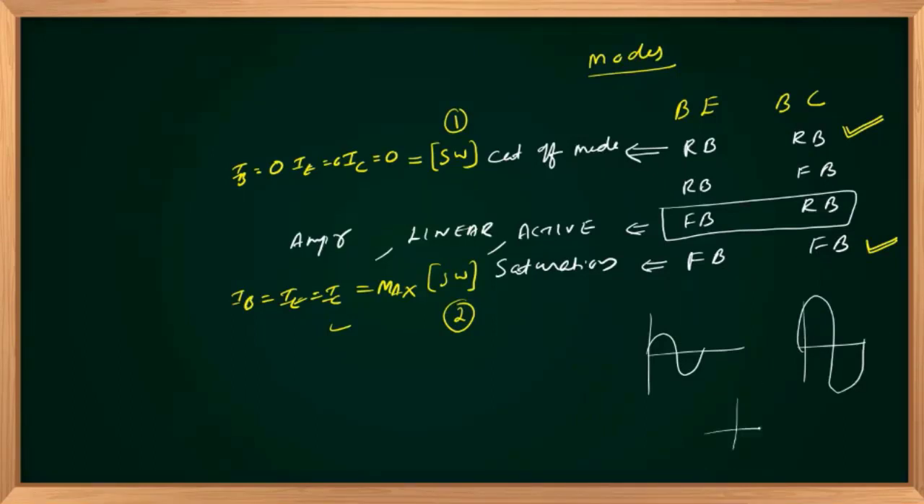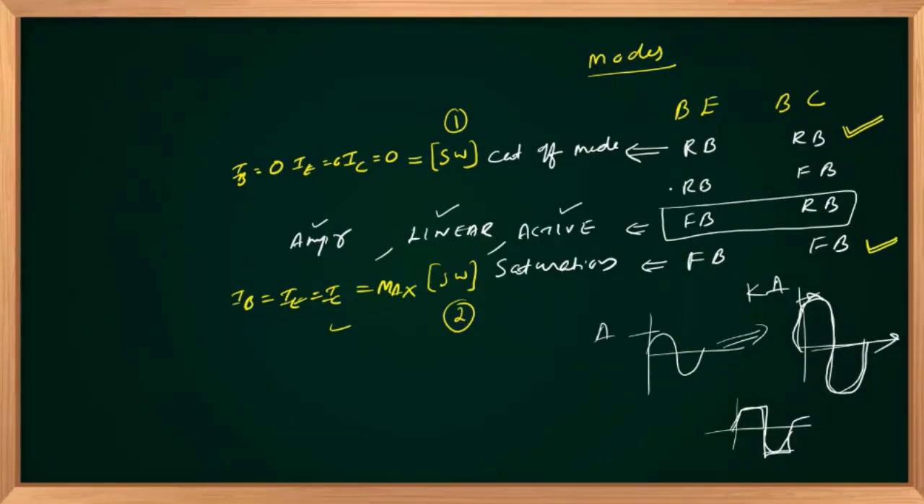There won't be a distortion like the one we observe in the clipper circuit. So the shape should be the same, and the amplitude will be scaled by k times. Same shape, different size, or different amplitudes. That's why it is called linear. Another name is active mode, acting as an amplifier, right?